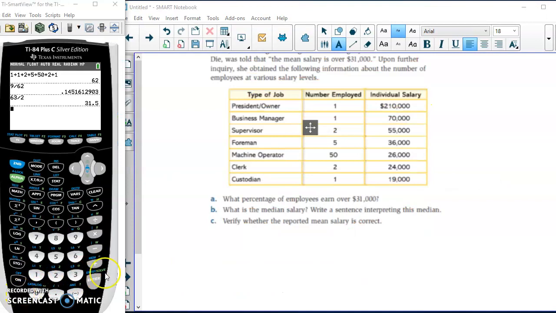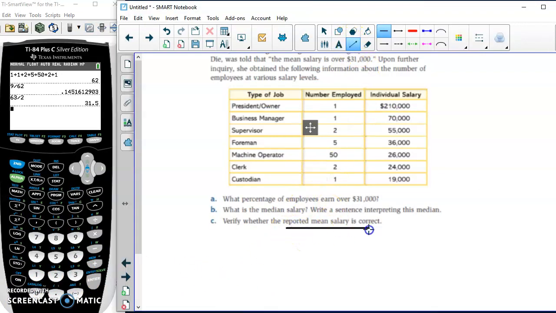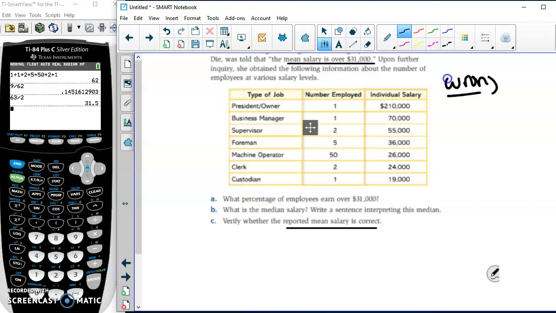All right, our next question says verify whether the reported mean salary is correct. So that says, is the salary of $31,000 right? So we have to find the mean or the average of all these salaries. Okay, so that's what we're going to do. So I'm going to take a minute and go over the wrong way to do this. The wrong way to do this is to take all these salaries and just add them up. So this is wrong. You can't just take the salaries and add them all up.